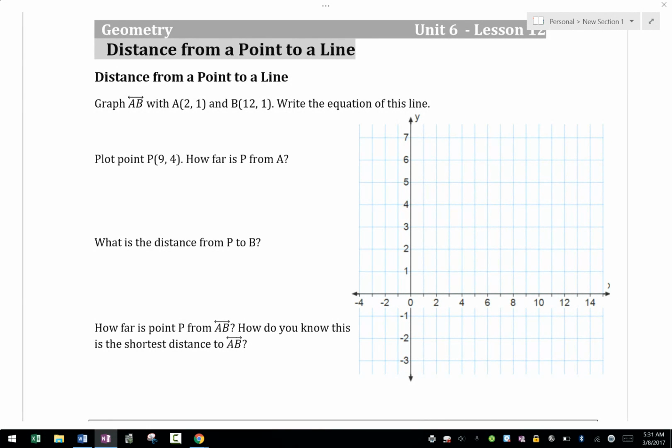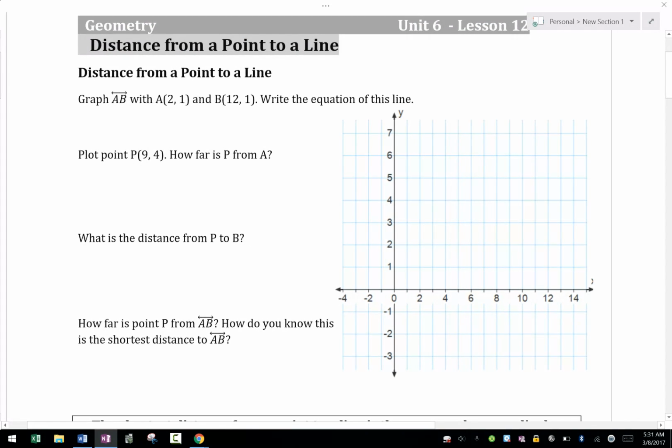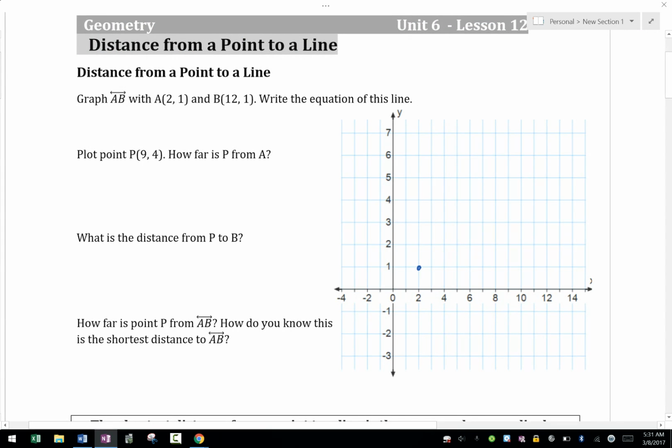The first thing says graph AB and write the equation of this line. So we're going to do that. While I do it up here, you guys should be working on your papers. If I graph AB, I have the point (2, 1) and the point (12, 1), which makes a nice little horizontal line segment here. And horizontal lines have y equals equations. So this is the line y = 1.